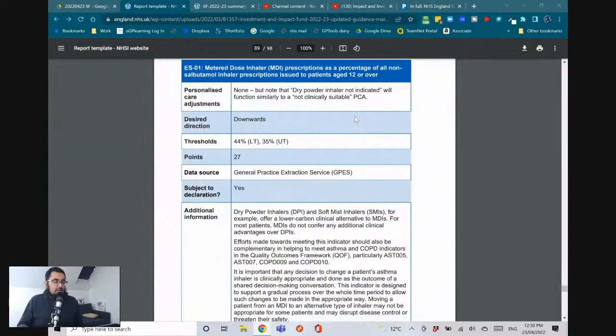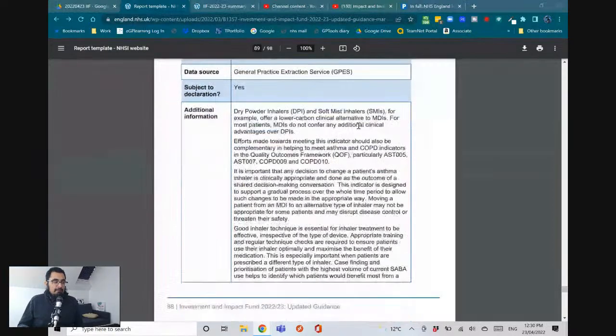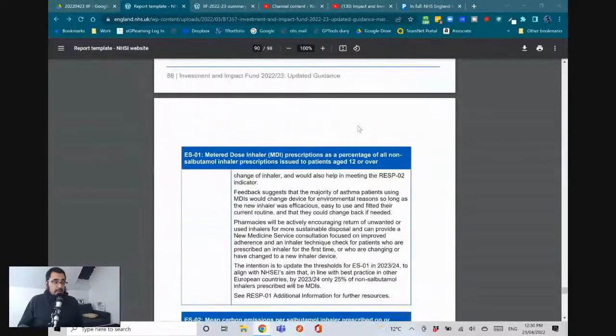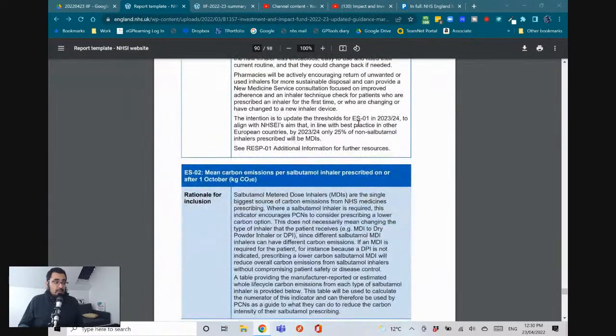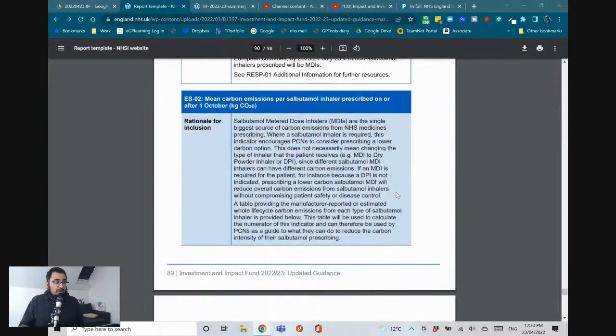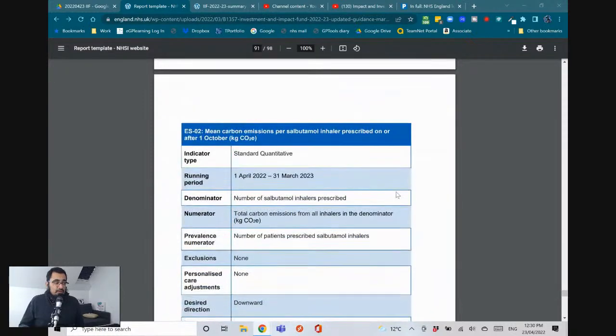The thresholds are 44% lower threshold, 35% upper threshold, with 27 points available, the GPES service. And it gives the reasons why they want to move away from that there. And it's basically about environmental impact in terms of MDIs versus dry powders. And then mean carbon emissions per salbutamol inhaler prescribed after 1st of October. So it talks about the reasons for it there.